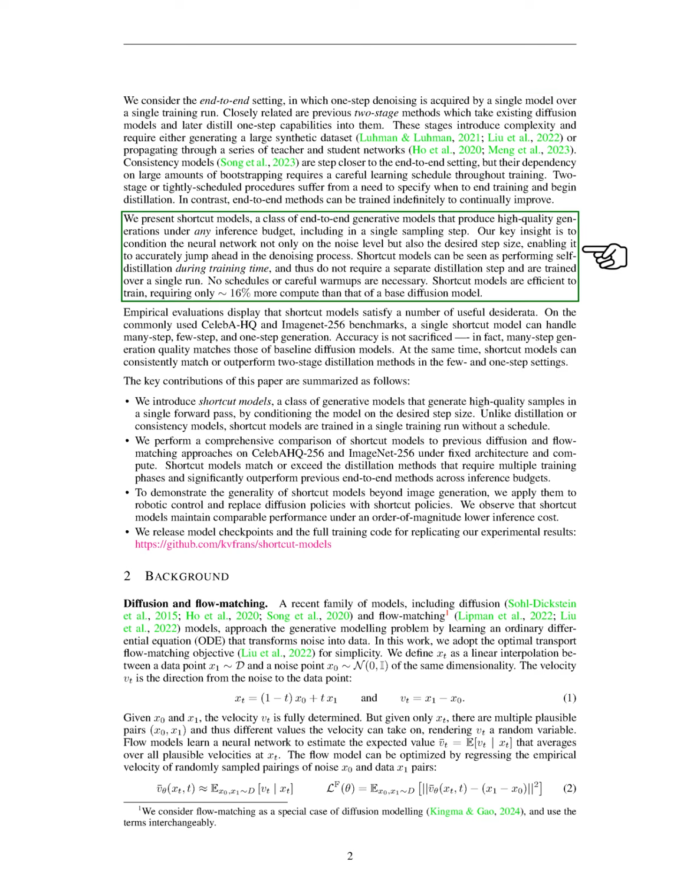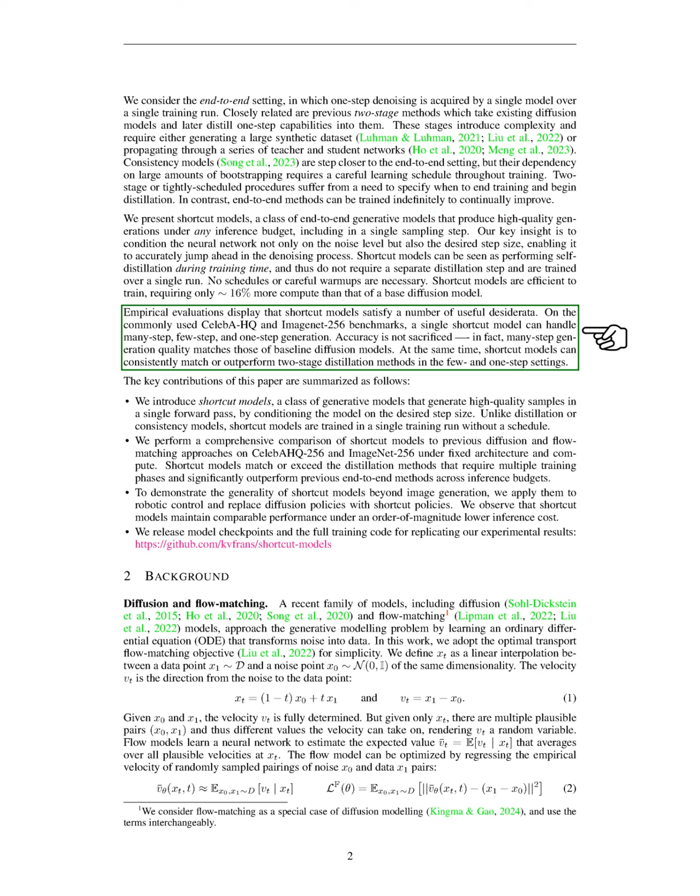We introduce shortcut models, a new class of generative models that can produce high-quality outputs in a single sampling step, regardless of the inference budget. Our main idea is to condition the neural network not just on the noise level but also on the desired step size, allowing it to effectively leap forward in the denoising process. Shortcut models perform self-distillation during training, eliminating the need for a separate distillation phase and avoiding complex schedules. Training shortcut models is efficient, requiring only about 16% more computational resources than a standard diffusion model.